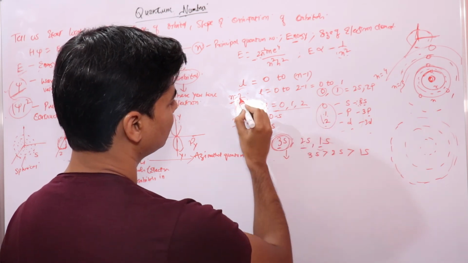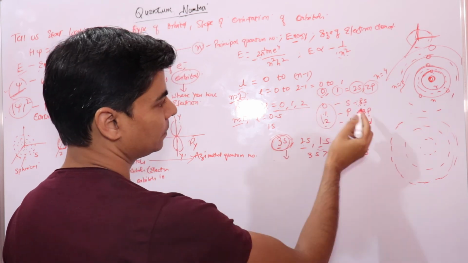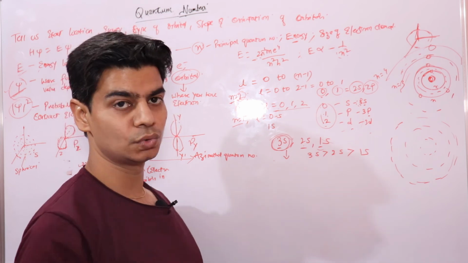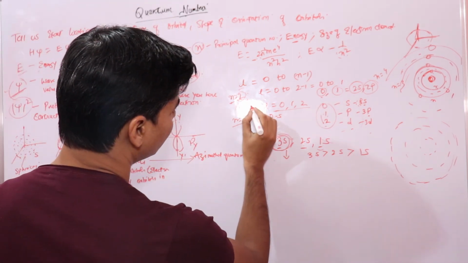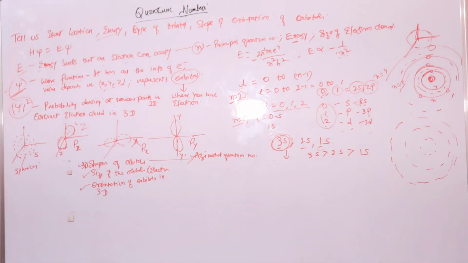Similarly, here for n equals 2, we have 2 orbitals, 2s and 2p, right? For n equals 1, we have l equals 0, only 1 orbital, right? So the number of orbitals is equal to the principal quantum number.